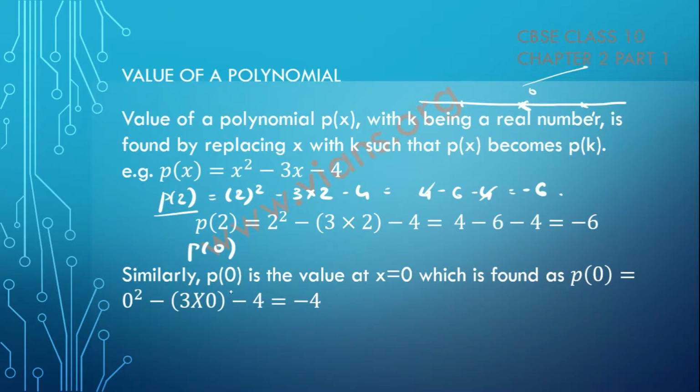So for example, if I wanted to find p of 0, what I'm trying to find is the value of this particular polynomial x squared minus 3x minus 4, which could be nothing but y.